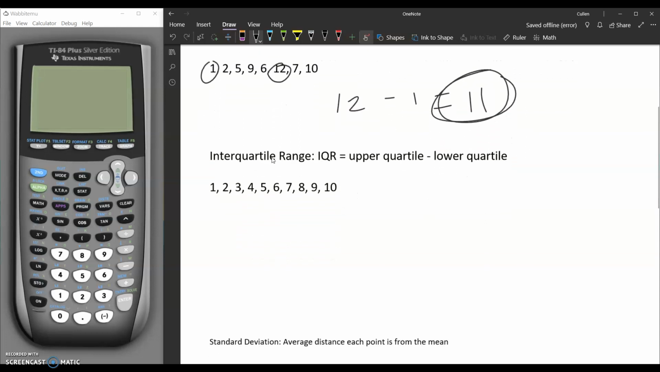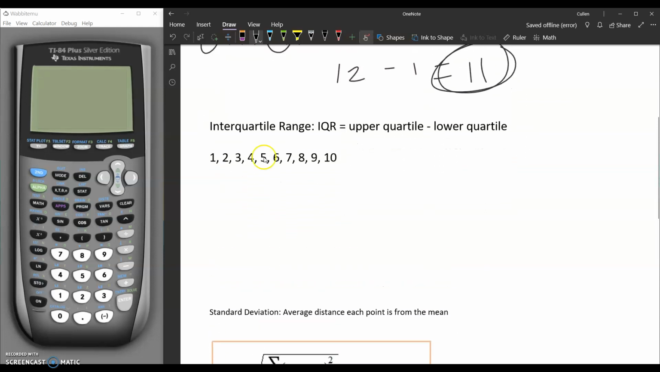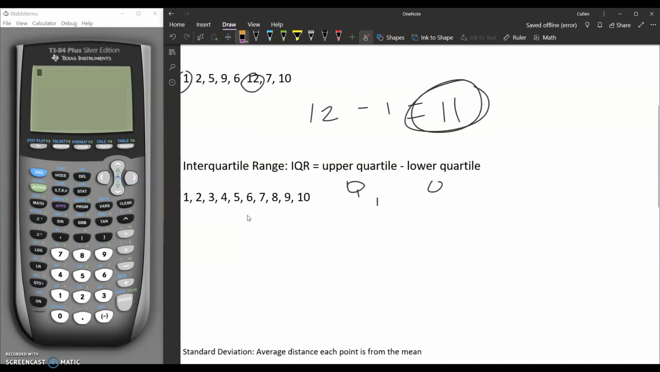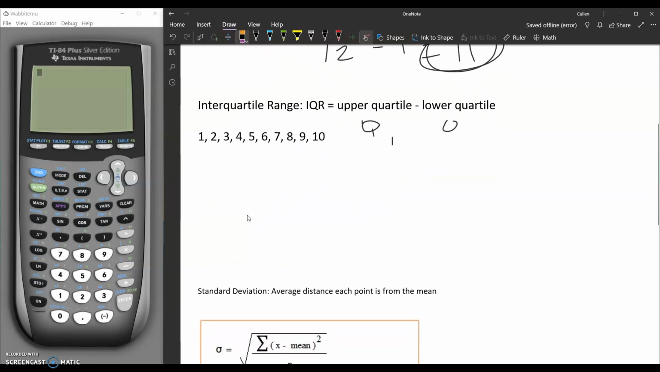The interquartile range, and what I want to go over real quickly is what it is and then how you can find it on your calculator, because it's a little bit annoying to find by hand. The interquartile range is the upper quartile minus the lower quartile. Sometimes people call these Q3 and Q1, so Q3 minus Q1.